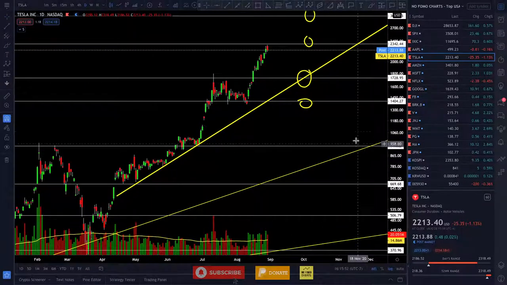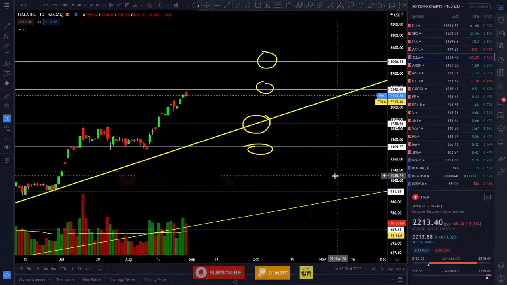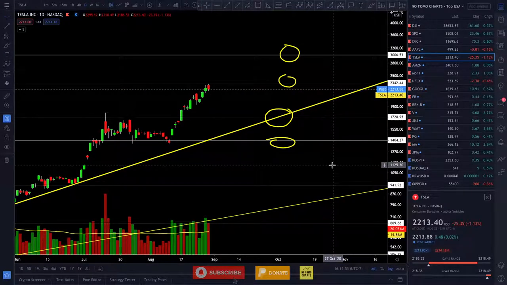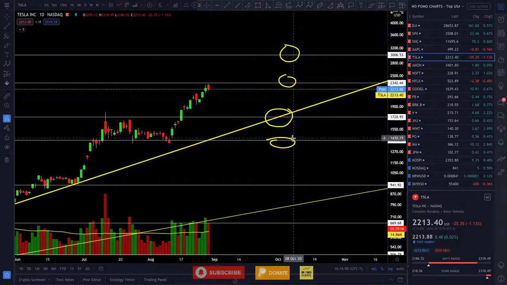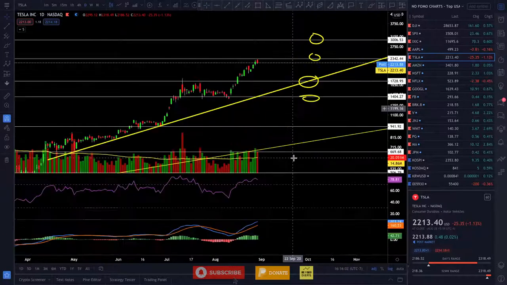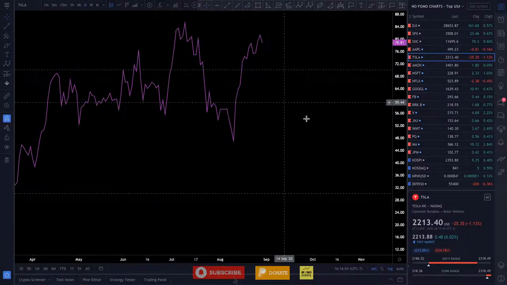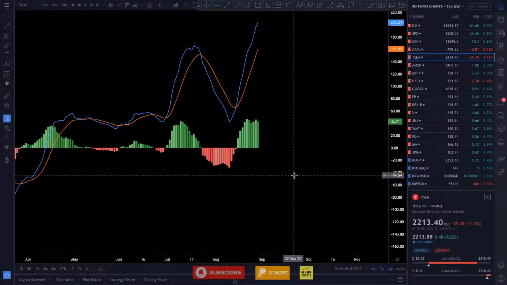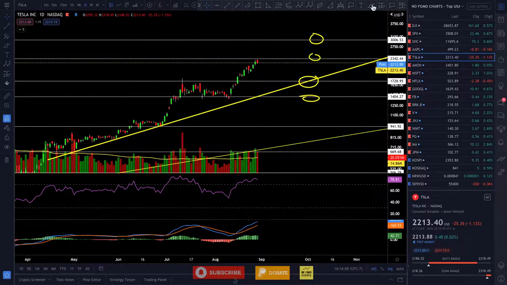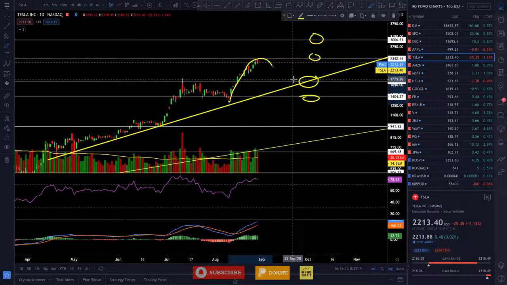So, let's see what we got going on here. Yeah, let's just use those two. Just keep it simple, right? Maybe we'll check out some indicators. All right, so this is not looking so great. A little bit of short-term momentum loss right here. So again, it's looking like it's about to fold over a little bit.